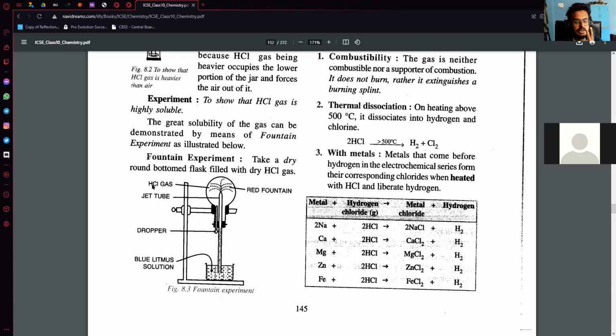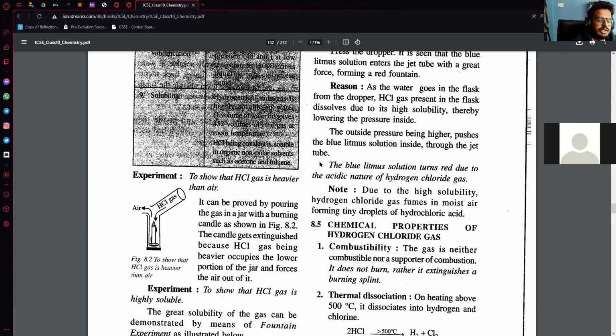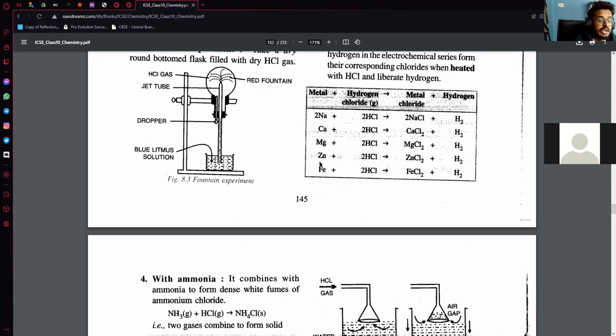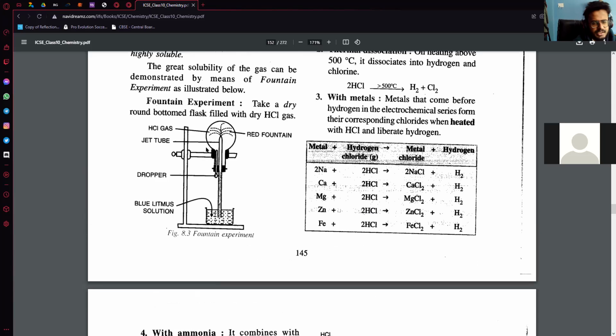And the second inference is HCl is a very strong acid, because it readily turns blue litmus red. So these are the 2 inferences that you can draw from the inverted funnel, the red fountain experiment. This might come in the exam as a 4 marker, not more than 4 marks.